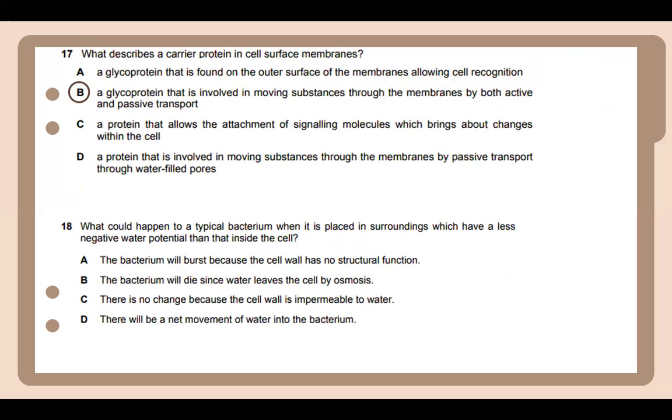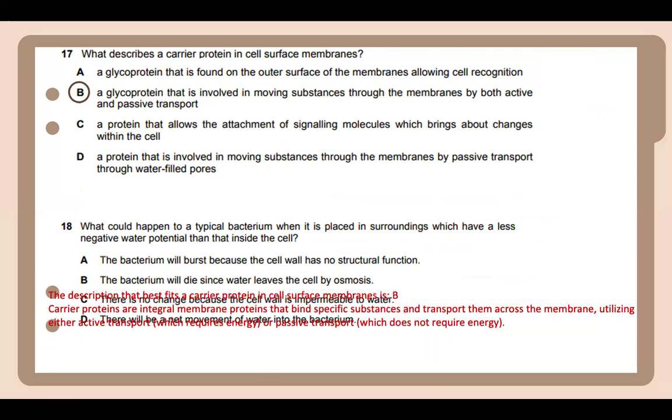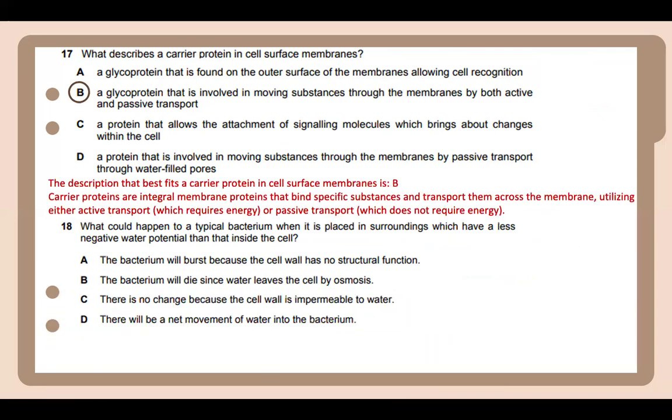What describes a carrier protein in the cell surface membrane? The description that best fits a carrier protein in the cell surface membrane is a glycoprotein that is involved in moving substances through the membrane by both active and passive transport. Carrier proteins are integral membrane proteins that bind specific substances and transport them across the membrane, utilizing either active transport, which requires energy, or passive transport, which does not require energy.